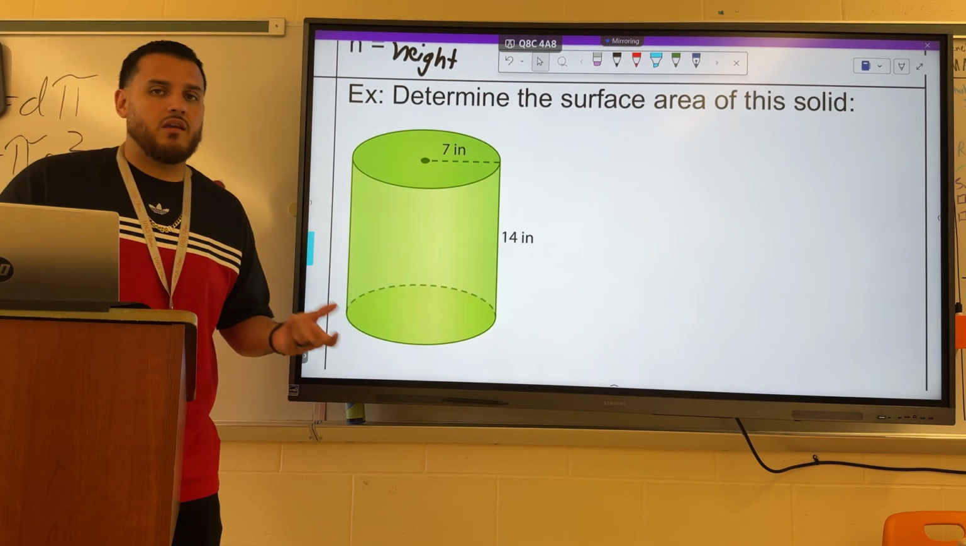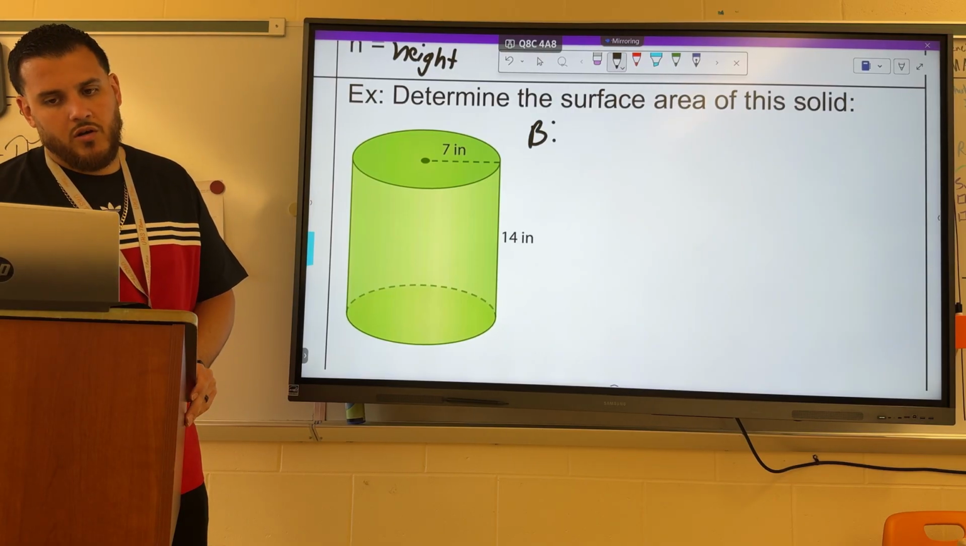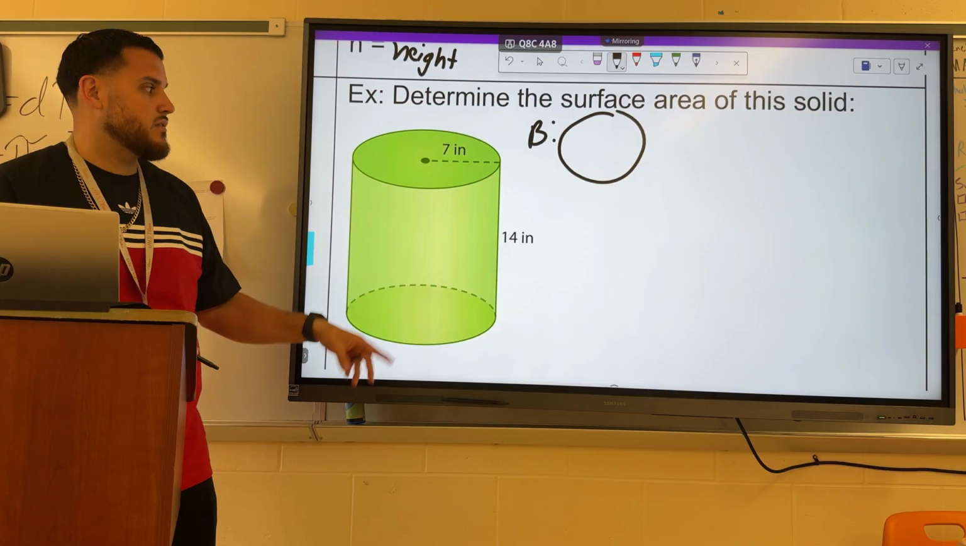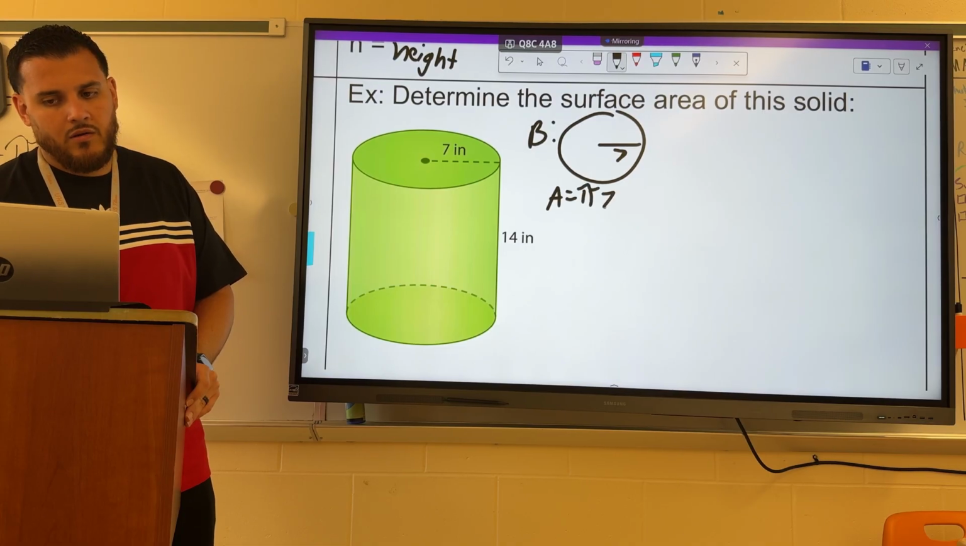So I'm going to use the same surface area formula. I'm going to use the same organization. So I'm drawing my base separate. This would be the circles. We have a radius of 7. And I find the area of a circle by doing pi r squared. Pi times my radius of 7 squared will give me an area of 49 pi.